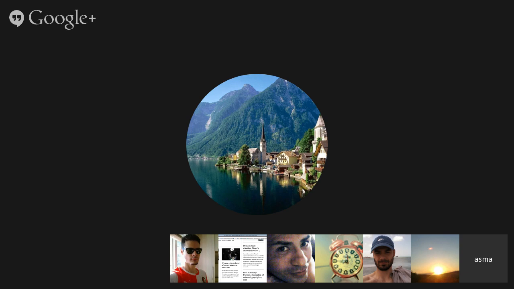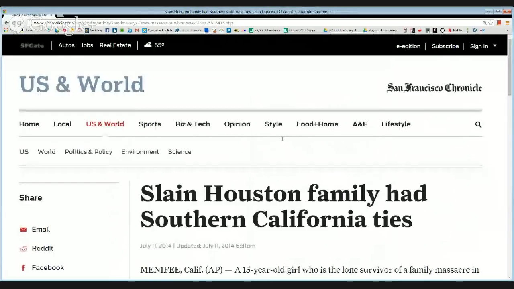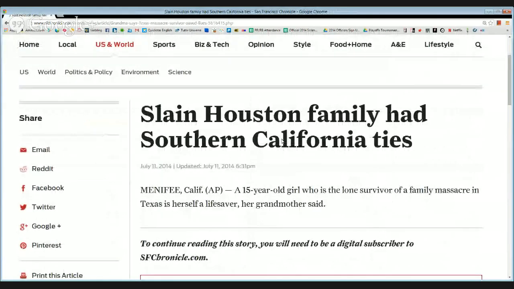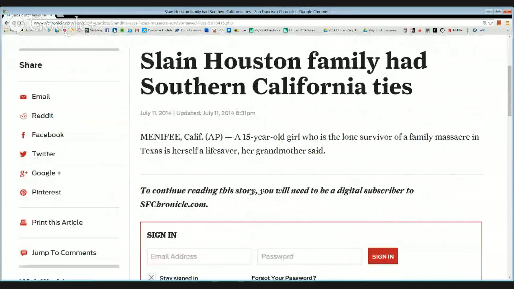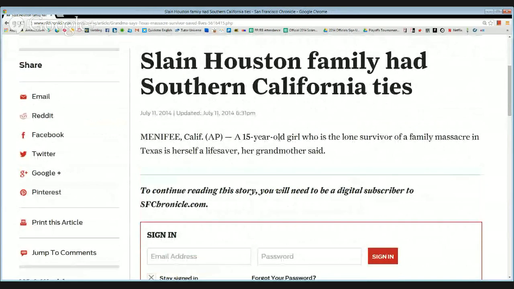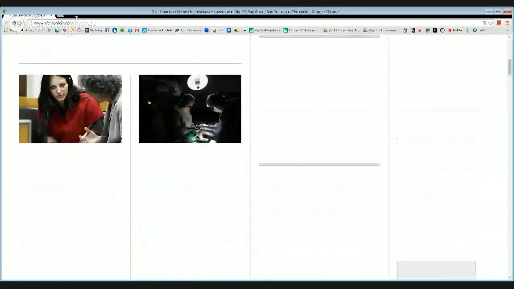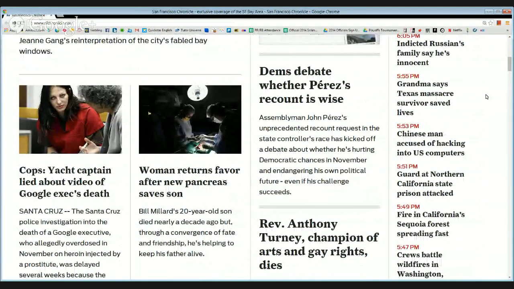Okay. They're using the past save in headlines. Let's take a look. Because she's not saving lives right now, she saved lives before. Why did they use the past tense this time? That changed the headline. I have to go back. Grandma says Texas Massacre survivors saved lives.